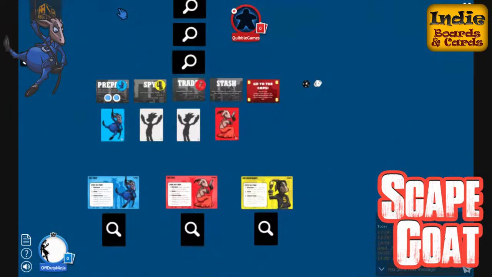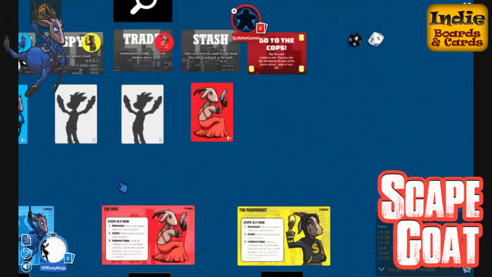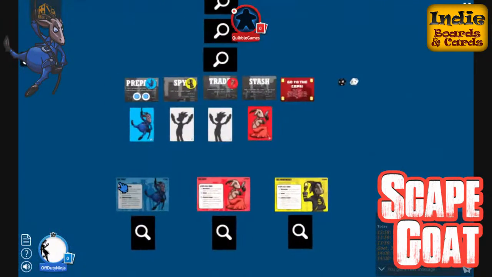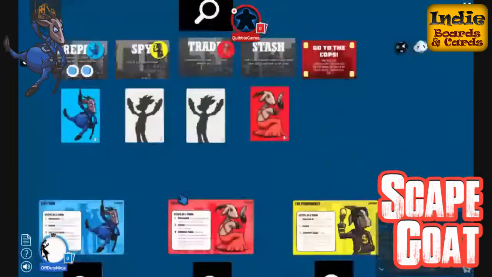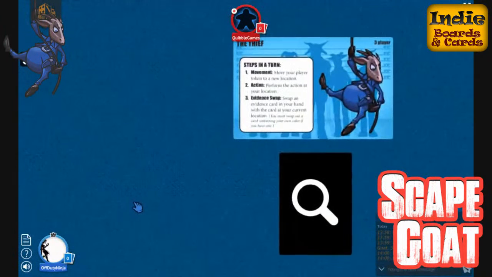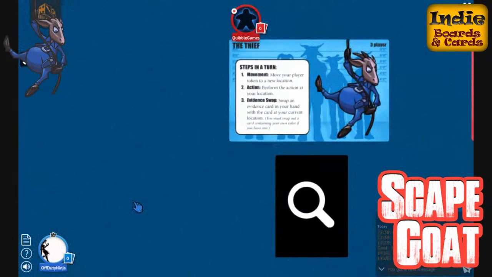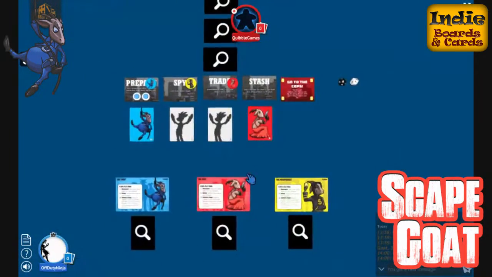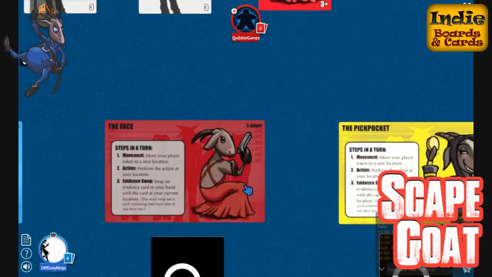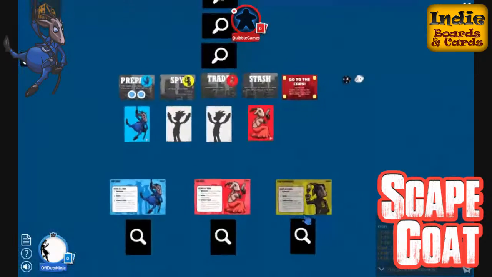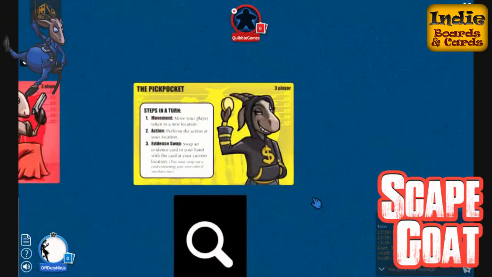And I'll go ahead and make those a little easier for everybody to see here. Let's go ahead and do, there we go. Whoops. So this is the thief. You see him hanging from our screen on the side there. We've got our red player who is the face, and then the yellow player who is the pickpocket.